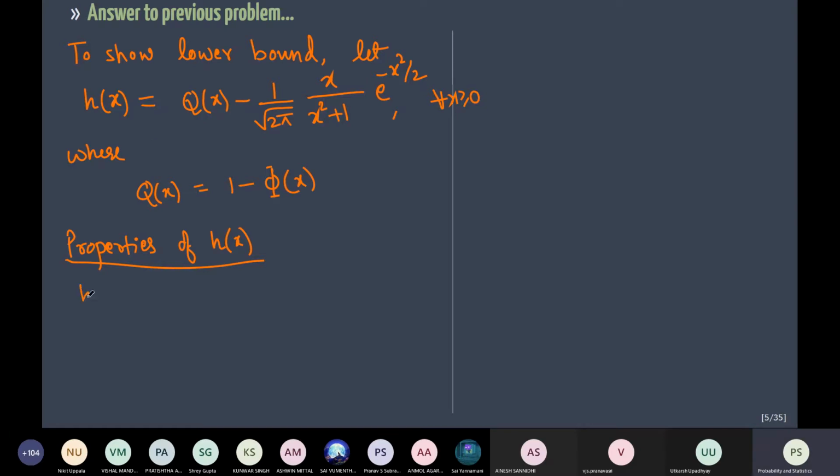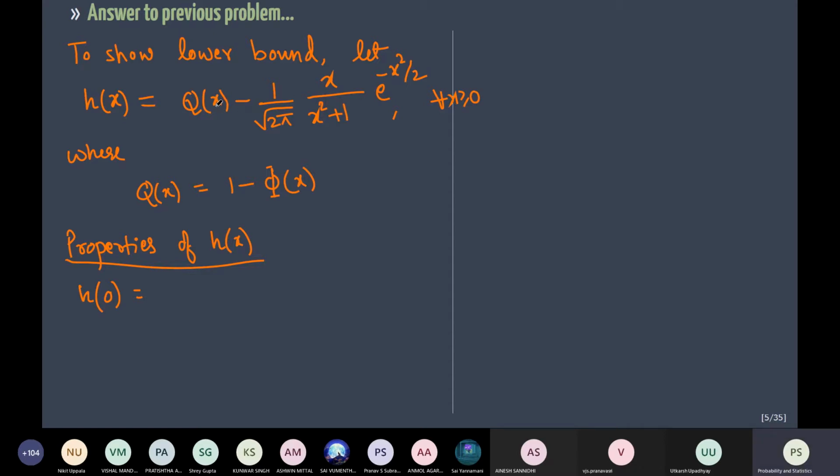Let us calculate h of 0. So h of 0 is how much? We have to put 0 here, so it's like q of how much? Q of 0, and then here it will be how much? 1 by 1. So it's 0, so it will be 1 here, and this will be 0. So it will be like 1.